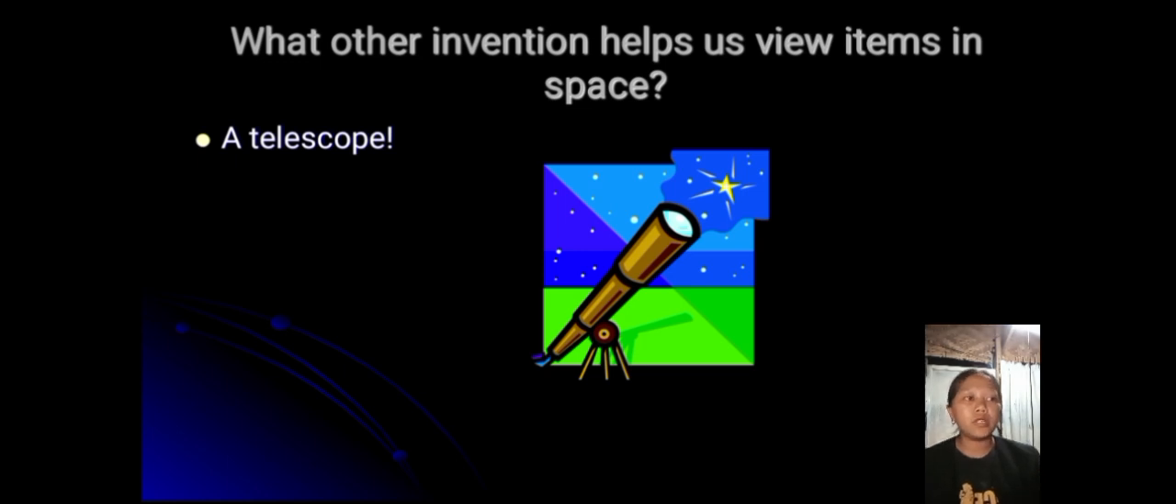Okay, what are the other inventions that help us view items in space? Of course, a telescope. So mostly people use a telescope.